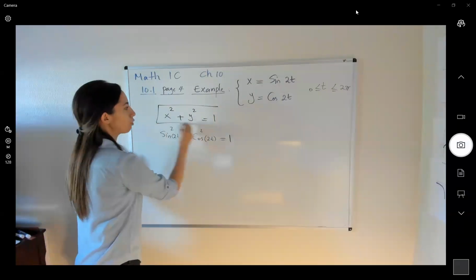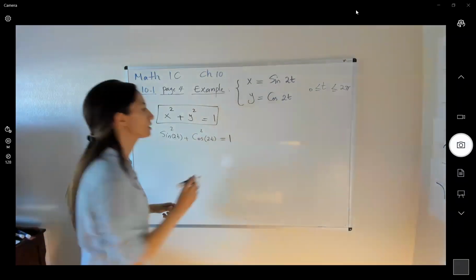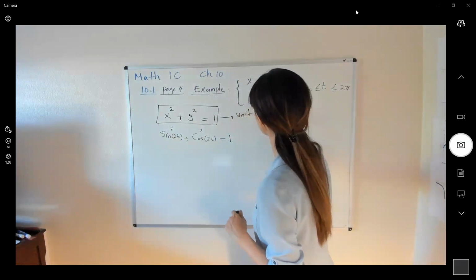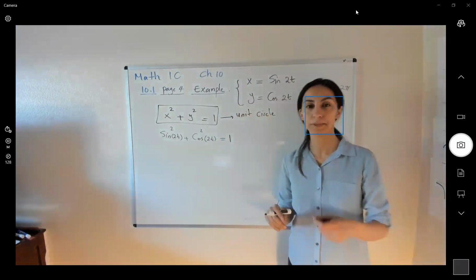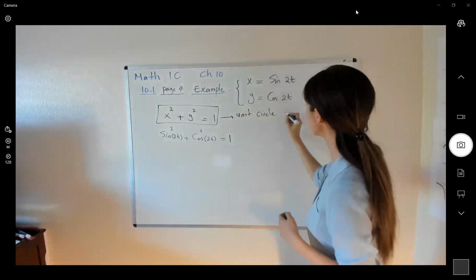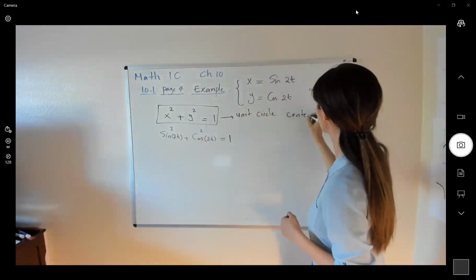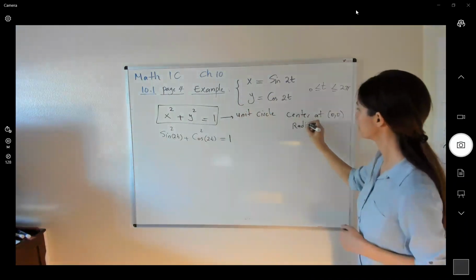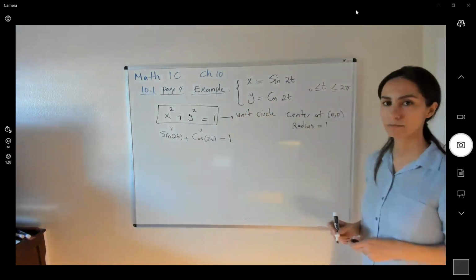This is the equation of a unit circle. So this is a unit circle. What's the meaning of that? It means that we have a circle centered at the origin, and radius equal to 1.